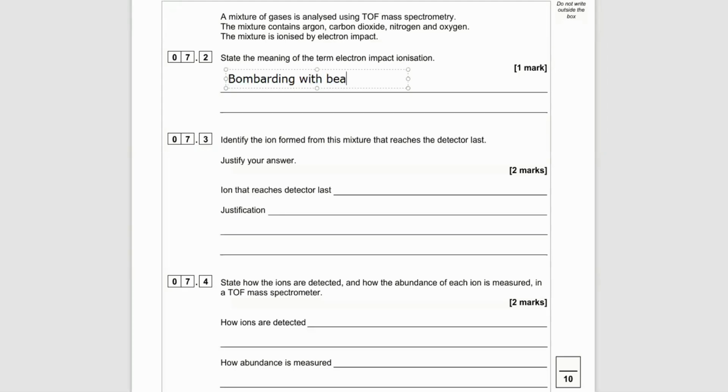This is where a beam or ray of electrons strike a compound and remove electrons from its atoms, therefore creating a positive ion. In this one, the Mr, or the mass, has not been increased. It's just lost an electron. If anything, the mass has gone down ever so slightly.